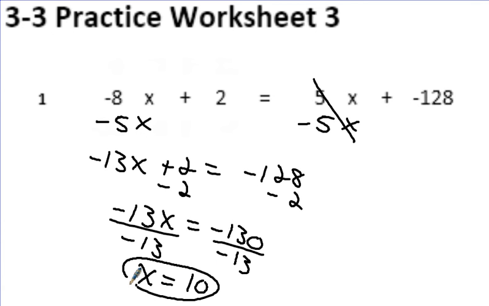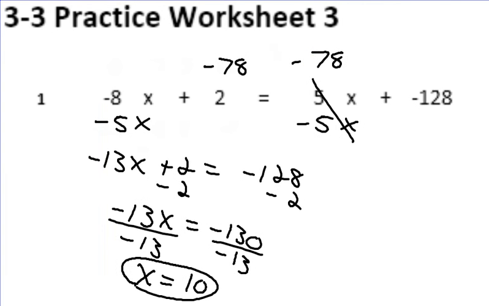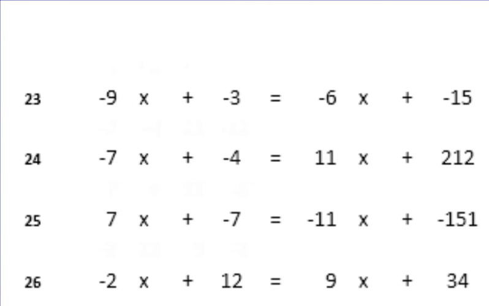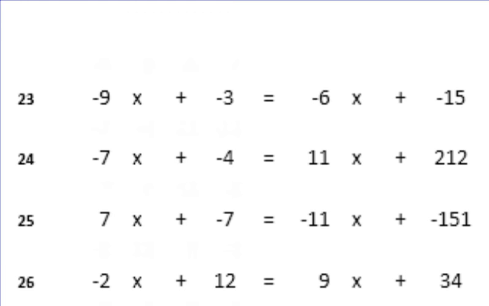Okay? And if you go back, you can check this. You can plug it in up here. Negative 8 times 10 is negative 80. Negative 80 plus 2 is negative 78. Over here, 5 times 10 is 50. 50 plus negative 128 is also negative 78. Okay? So you kind of see how that's working right there. So we're going to go over here now and do a couple more problems.